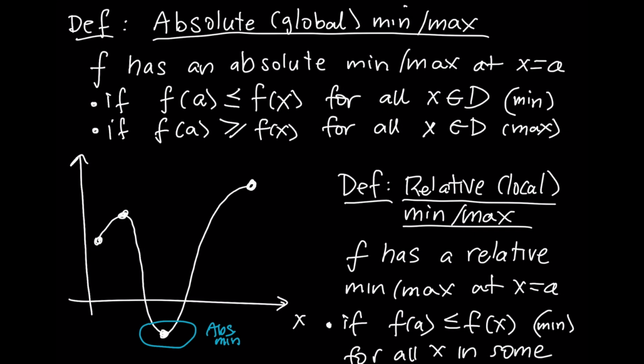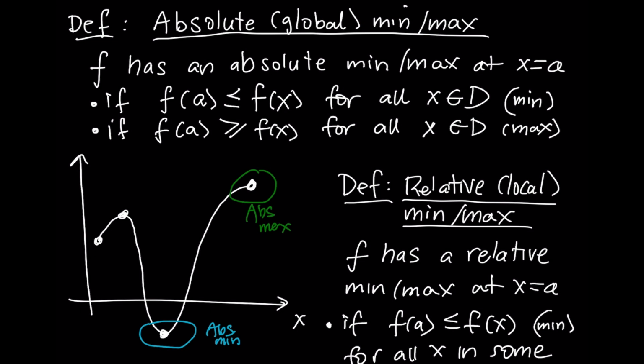If you have an absolute maximum at the point a, then the value of that function is higher than any other value of the function in your domain. And for example, in this case, this would be the absolute maximum. Now, you could have several absolute maxima or minima, depending on if they're all the same height.